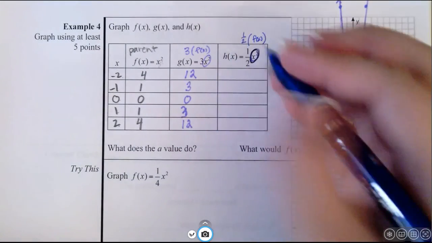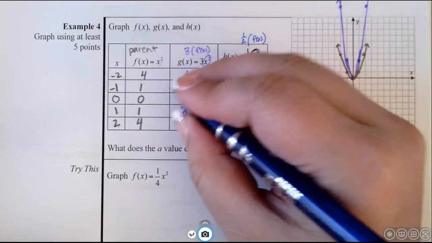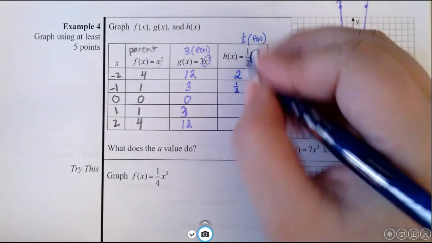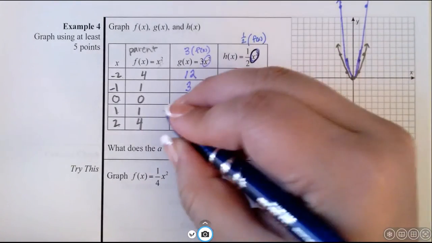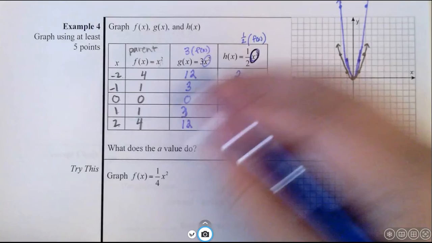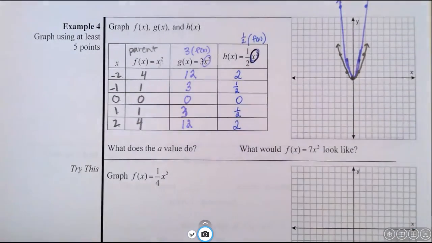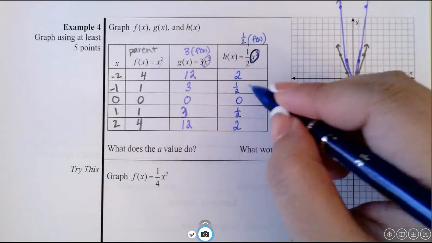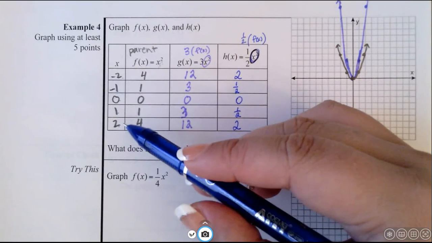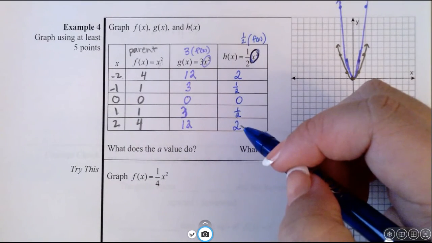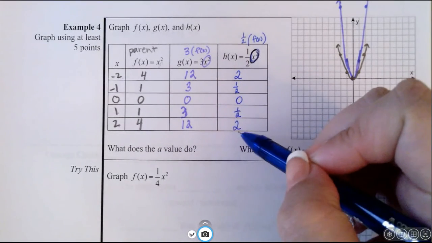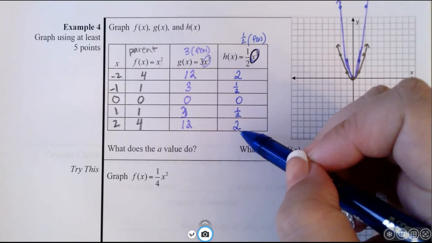So 4 times 1/2 is 2. 1 times 1/2 is 1/2. 0 times 1/2 is 0. 1 times 1/2 is 1/2. And 4 times 1/2 is 2. Okay, so here I have fractions. We have a choice. We can either choose different values of x or graph these fractions. For the comparison between these three graphs, I'm going to choose to graph the fractions. But again, it's a choice that I'm making.